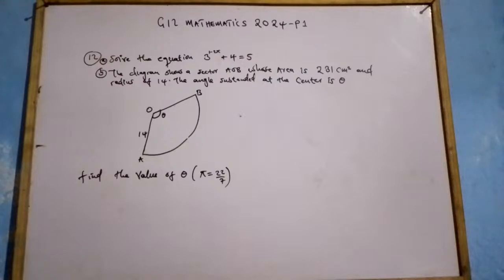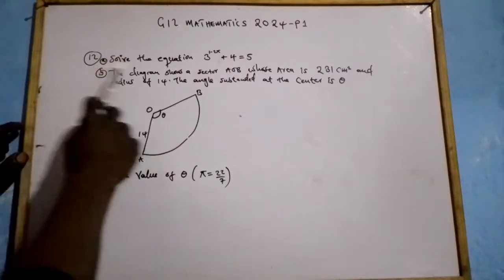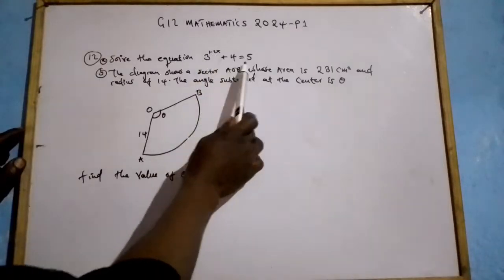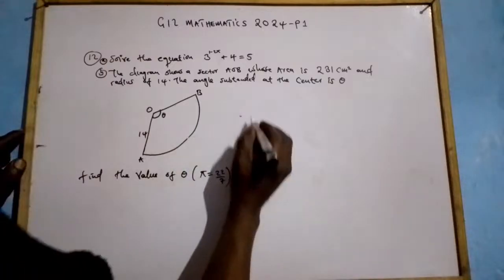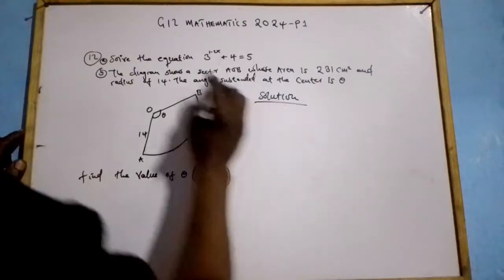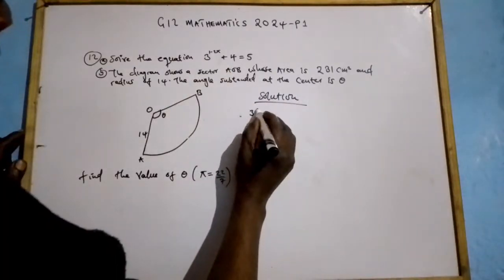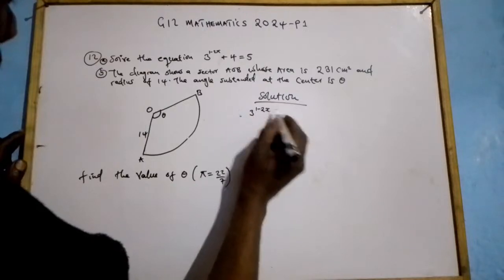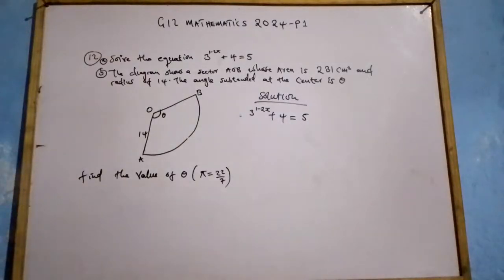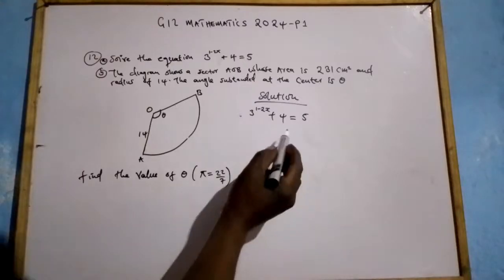So let's get started without wasting much of your time. We are going to start with question 1. We are told to solve the equation 3 power 1 minus 2x plus 4 equals 5. This is a simple equation which you can handle.